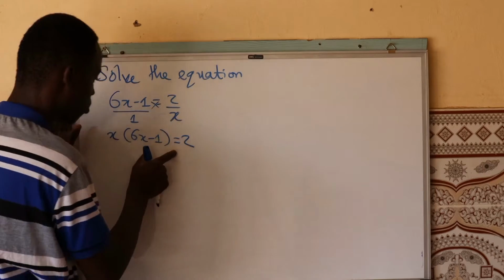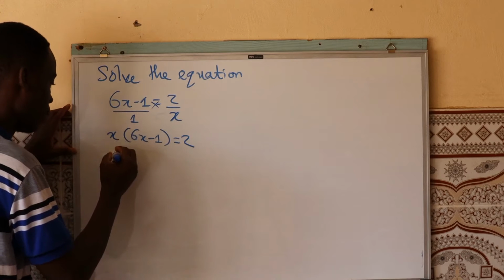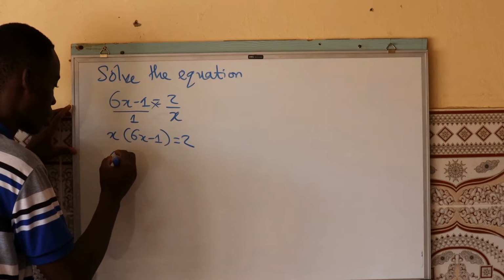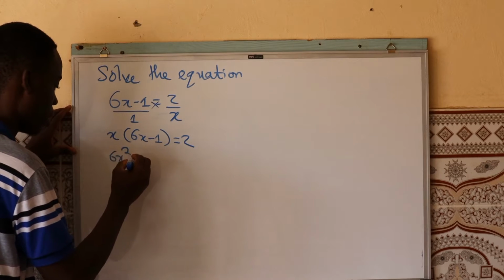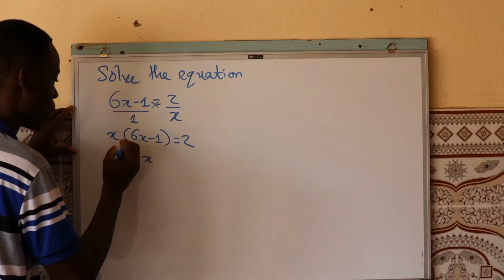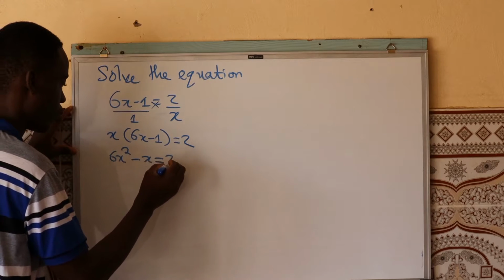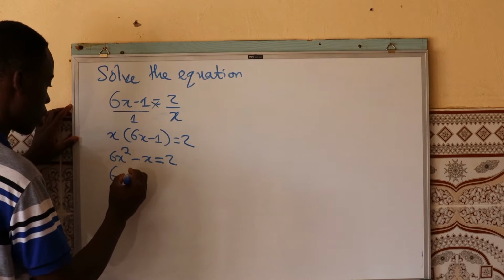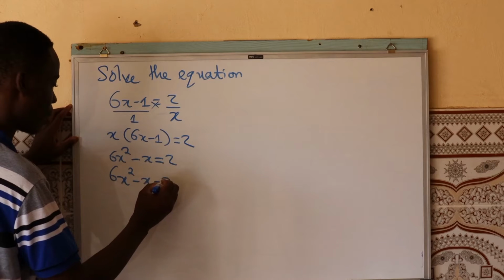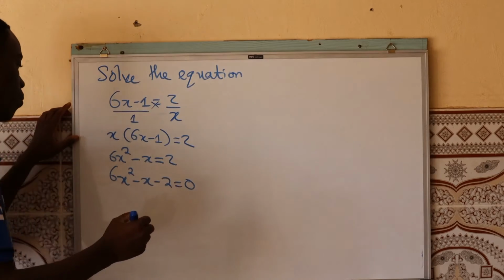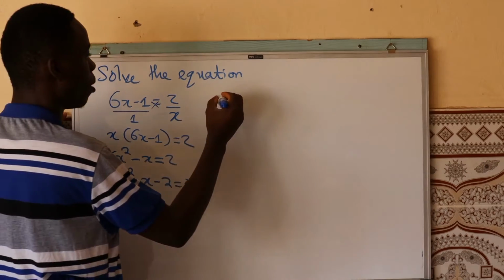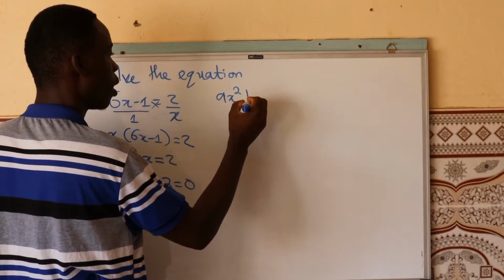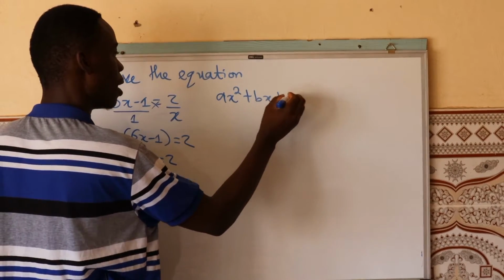Then we expand this, so this will be 6x squared minus x is equal to 2. This will cross the equal sign, so 6x squared minus x minus 2 is equal to 0. So this is in the form of ax squared plus bx plus c.